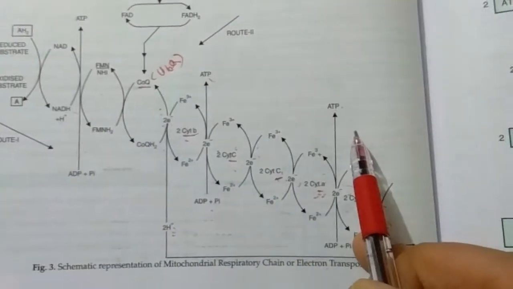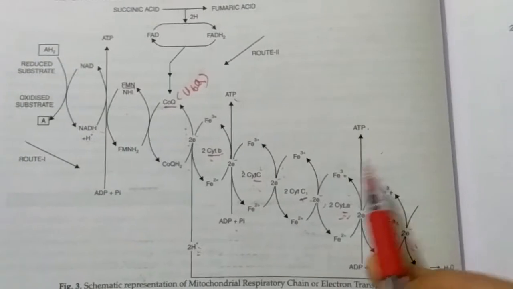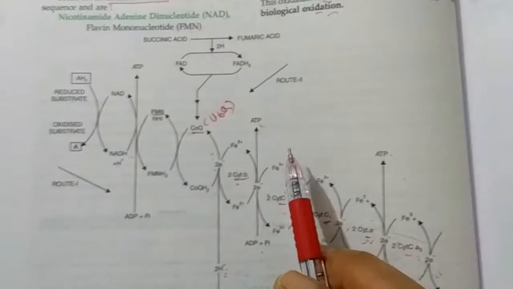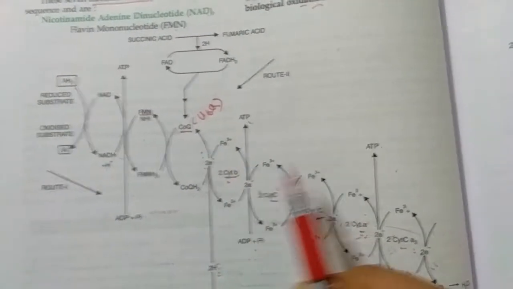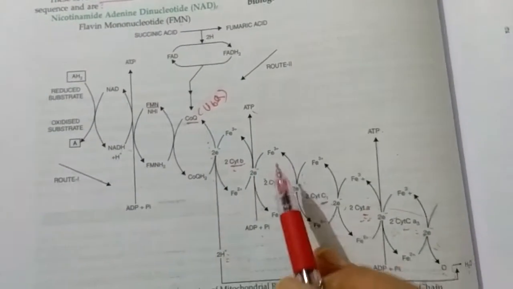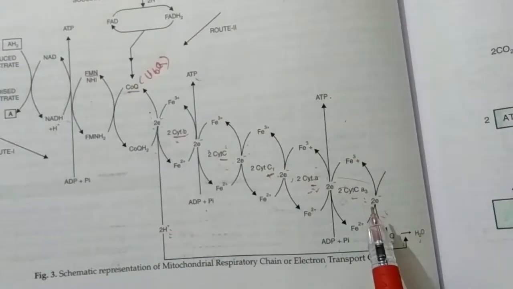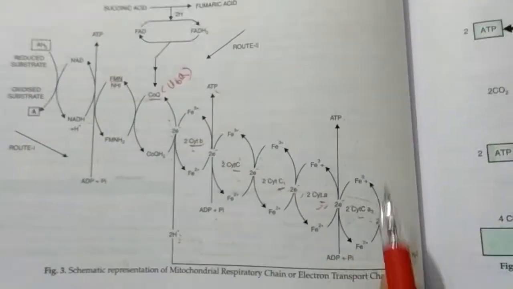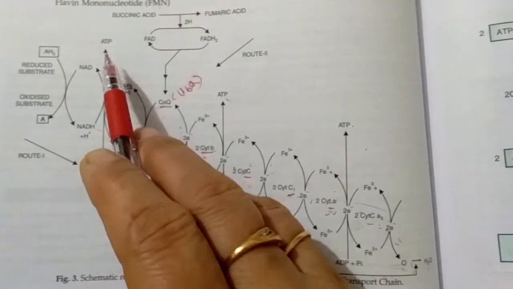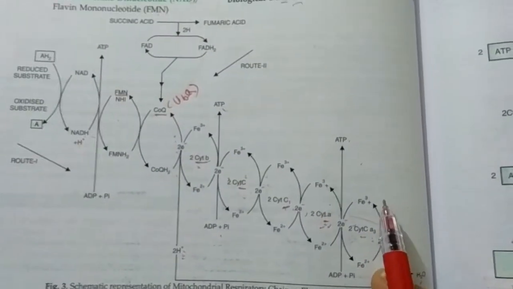From one NADH2, 3 ATP molecules are formed. And you know how many NADH2 molecules there are? 8 NADH2 molecules were formed in the Krebs cycle. 2 NADH2 molecules were formed in glycolysis. When 8 plus 2, 10 NADH2 molecules pass through this electron transport system, 30 ATP molecules will form. 30 ATP molecules from NADH2 will form.